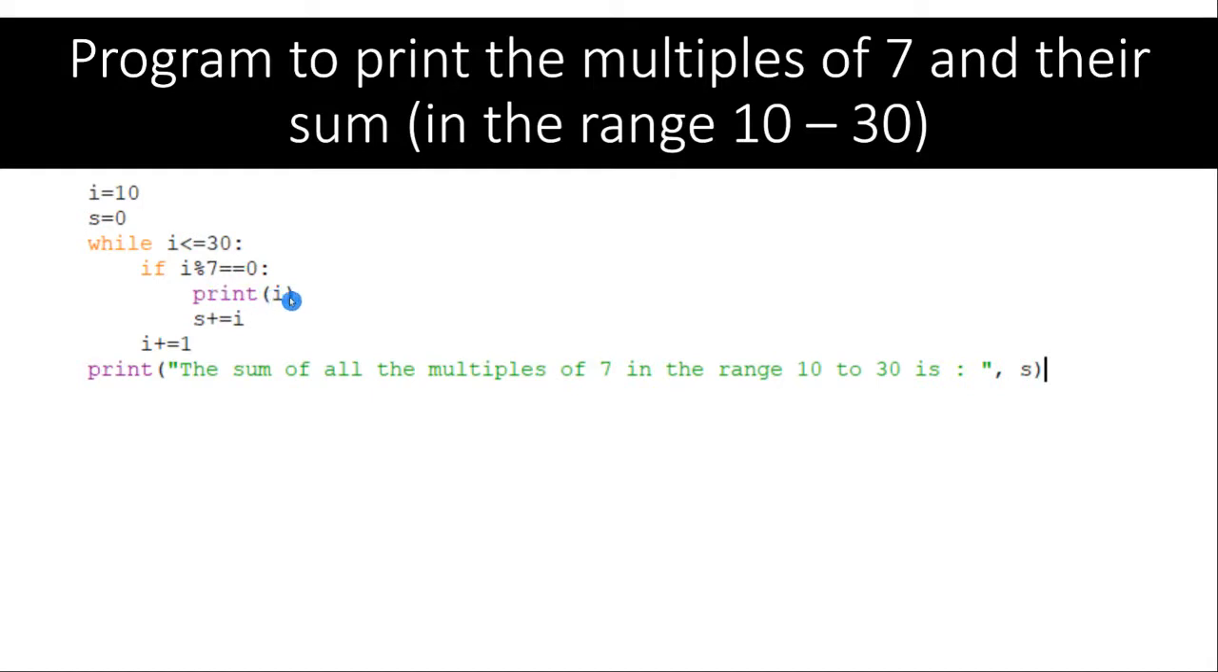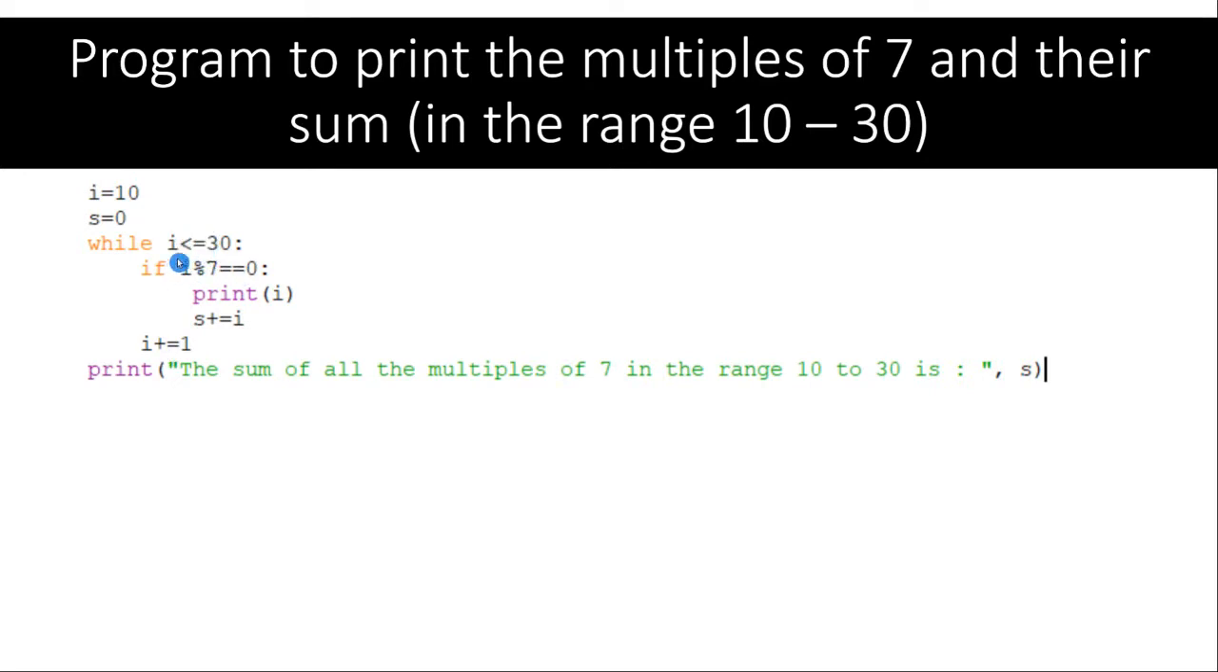It will print 14 here. It will add the 14 to S. So the value of S is 0 as of now. So 14 plus 0, now the value of S is 14. Okay, so next 15, this condition is true, this condition is false. 16, it will go on like that.